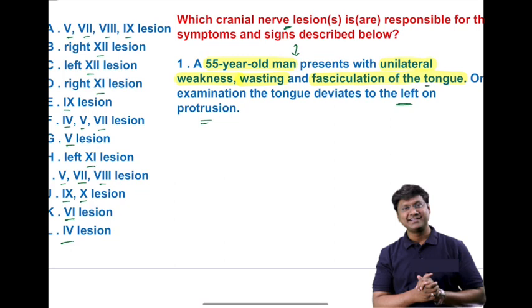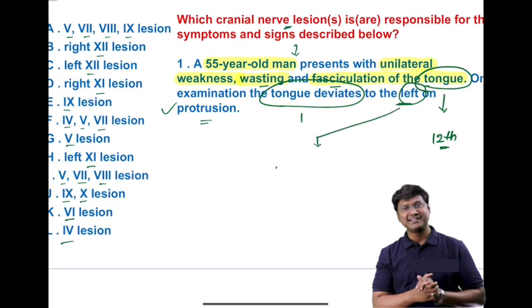So you take the tongue. The motor supply to the tongue is by the 12th nerve. The individual is having wasting as well as fasciculations and unilateral weakness, and the tongue deviates to the left on protrusion. Remember, in the 12th nerve examination, which is your hypoglossal nerve, first you need to ask the individual to protrude the tongue and look for any deviation. If the tongue is deviating to the left side, then left 12th nerve lesion is present.